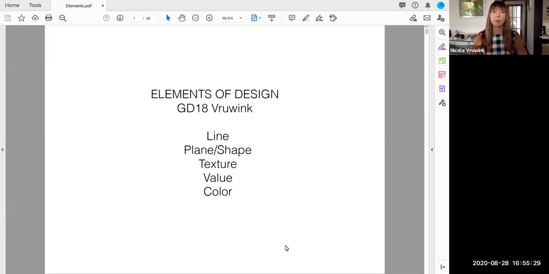And when we talk about elements, we're talking about the objects that you're going to build your designs out of, not physically, but you're going to make or include in your design. You're going to employ them in your design. And the basic elements are line, plane or shape, texture, value, and color. Let's look at these individually.